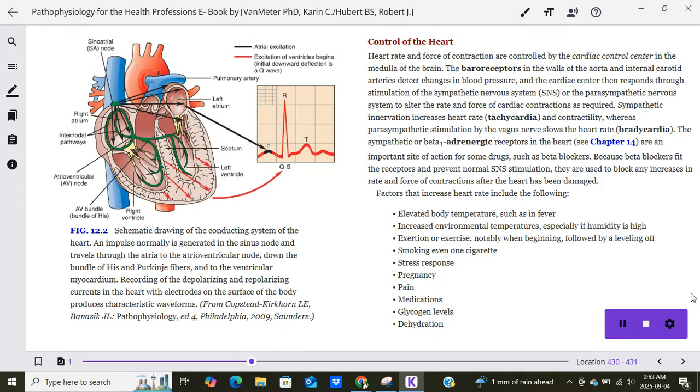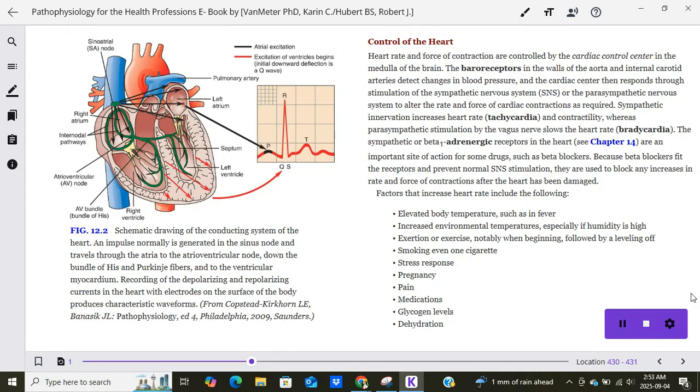The atrioventricular bundle, also known as the bundle of His, extends from the atrioventricular node down through the interventricular septum, branching into left and right bundle branches that spread throughout the ventricular myocardium via Purkinje fibers. The right ventricle and left ventricle are clearly labeled in the lower portion of the heart.